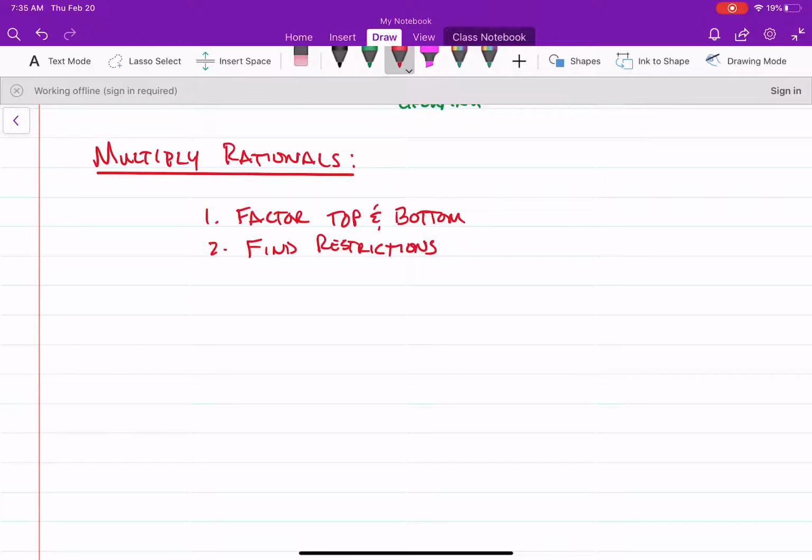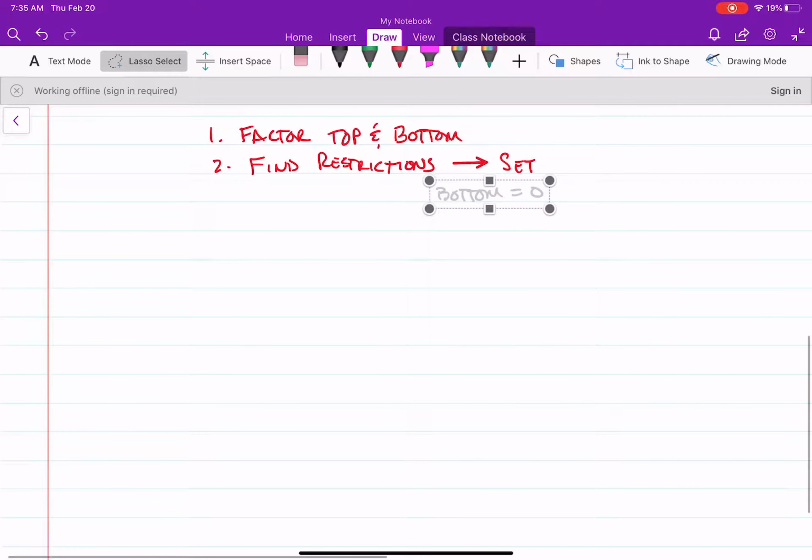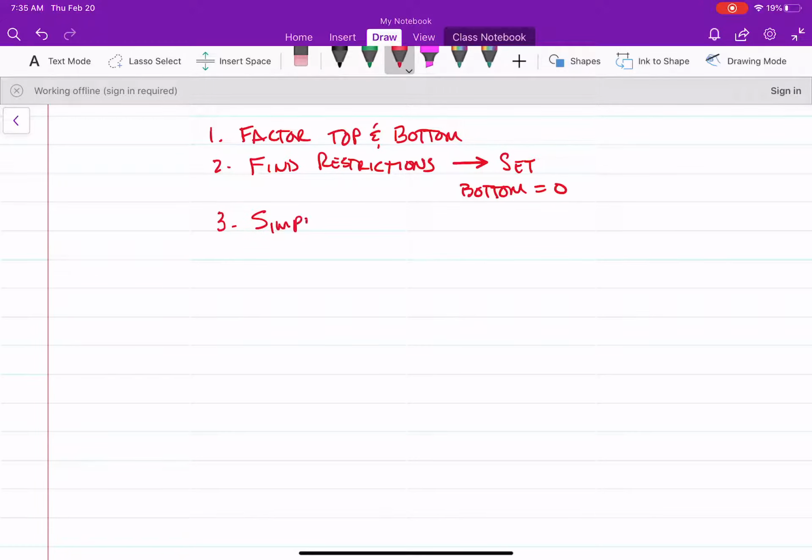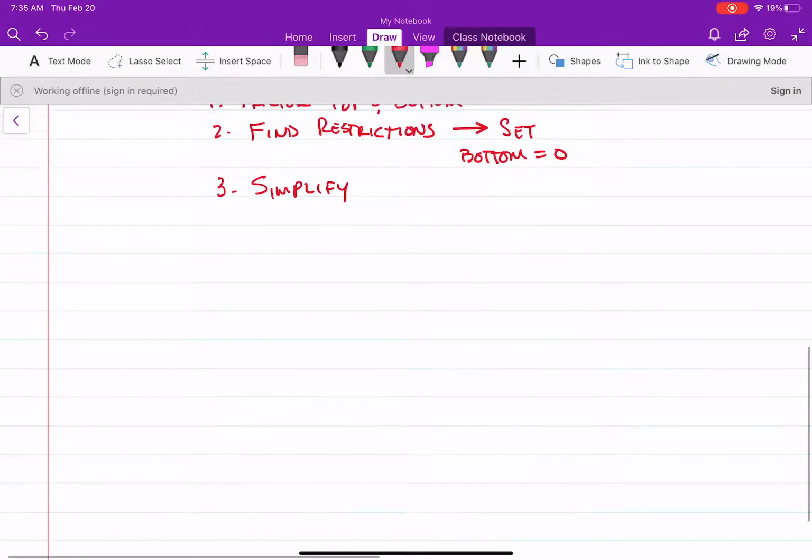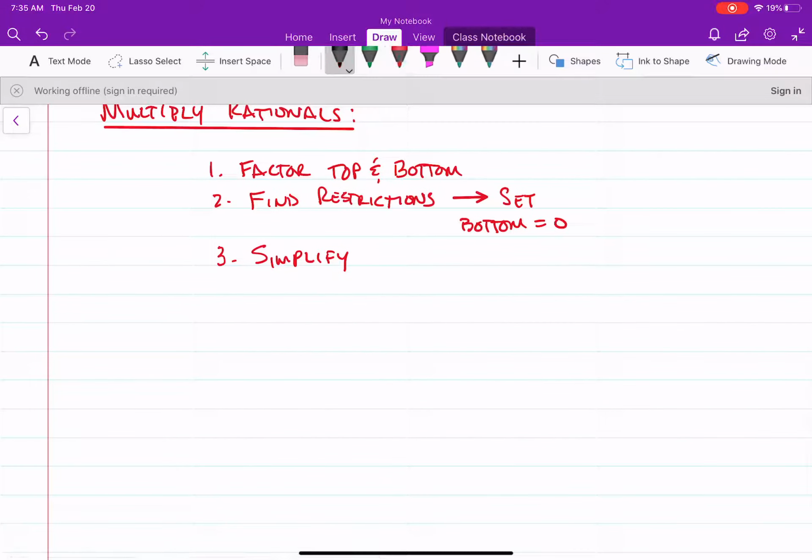And how do we find restrictions, guys? Set the bottom equal to 0. Okay? Actually, let's do it this way. All right. And third, we would simplify.